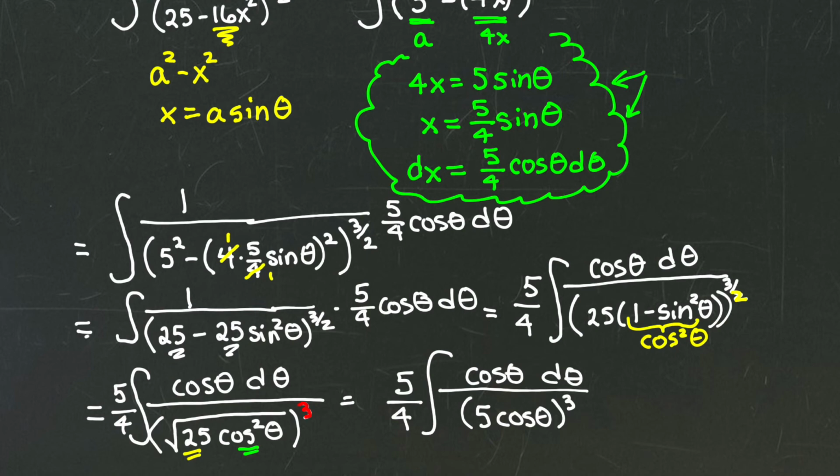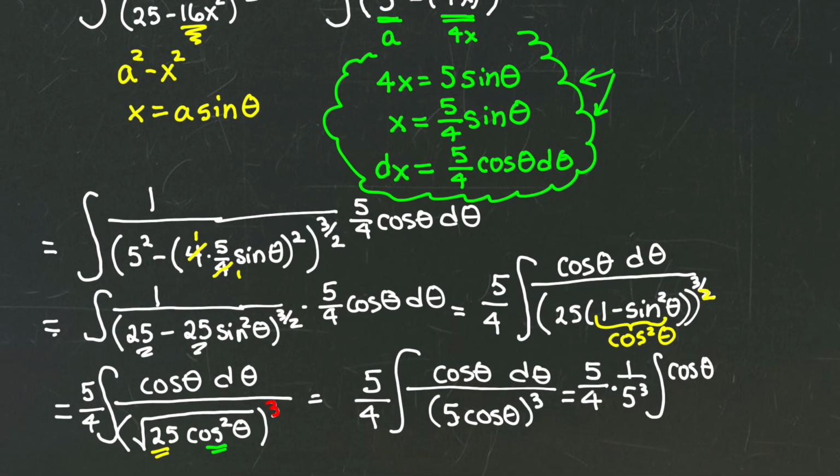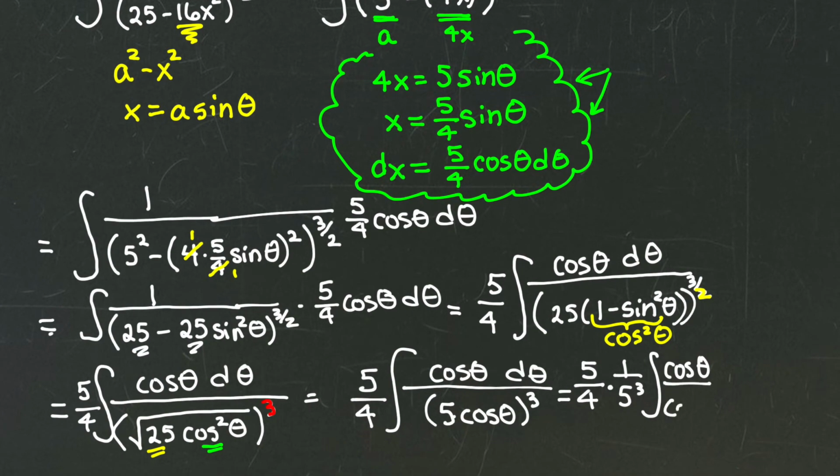And when I put that all together, let's see, 5 cubed in the bottom, so I have a 5/4. I'm going to pull out that 5 cubed and be left with an integral of cosine over cosine cubed. Now this is nice. Isn't it? Look at how nice this is. Things are going to cancel for us.